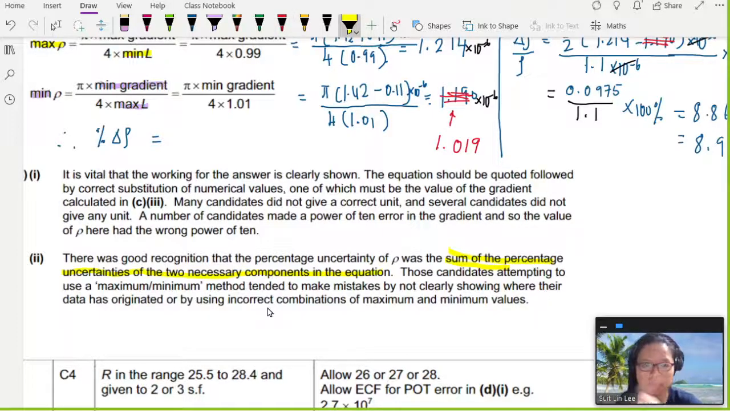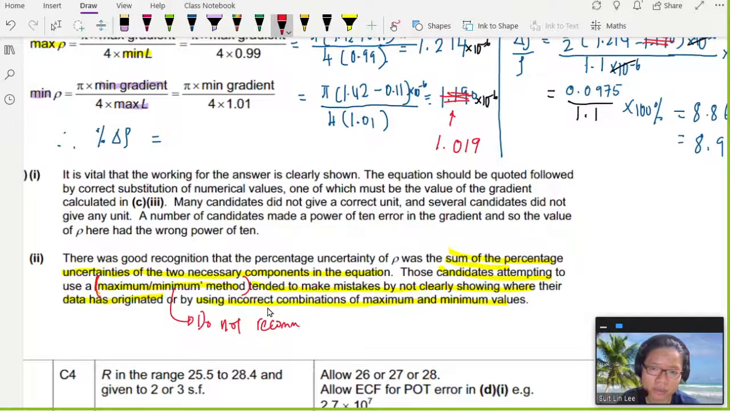Candidates attempting to use the maximum minimum method tended to make mistakes by not clearly showing where their data originated, or by using incorrect combinations of maximum and minimum values. Even the examiner report does not suggest you use the max min method. So I'm just going to put a big bracket here and write "do not recommend". There are so many pitfalls here.